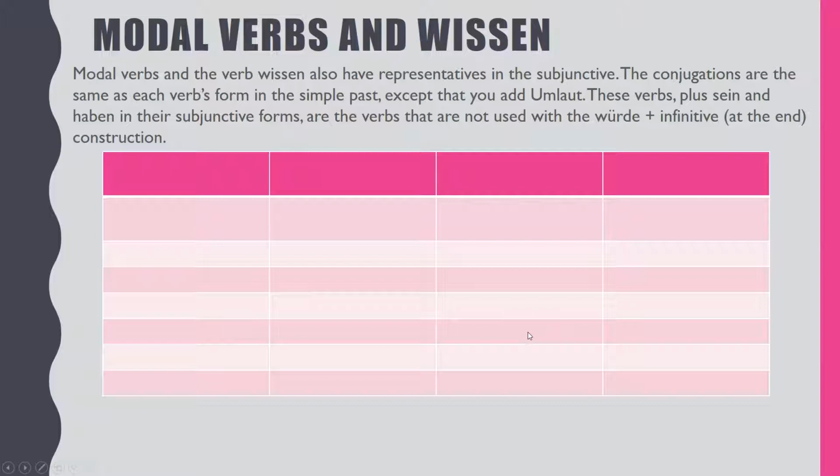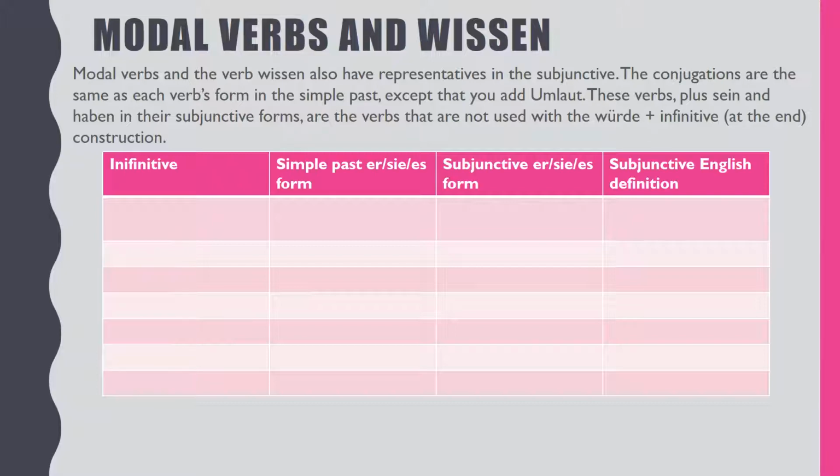Modal verbs and the verb wissen also have representatives in the subjunctive. Conjugations are the same as each verb's form in the simple past, except that you add umlaut in most cases. These verbs, plus sein and haben in their subjunctive forms, are the verbs that are not used with the würde plus infinitive at the end construction.